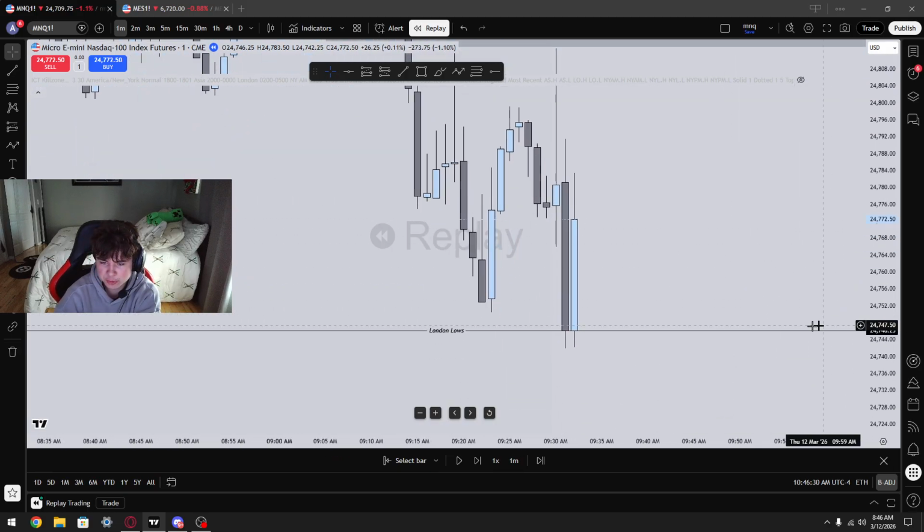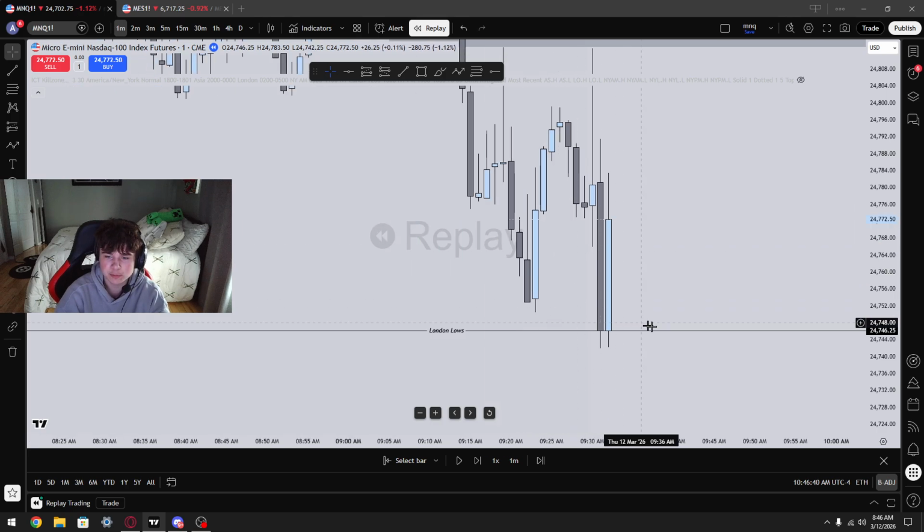Just the way that we respected London lows, guys. Look at that. Beautiful. Both bodies of the candle didn't even go past it. We just wicked into it and immediately got obvious displacement off of it.